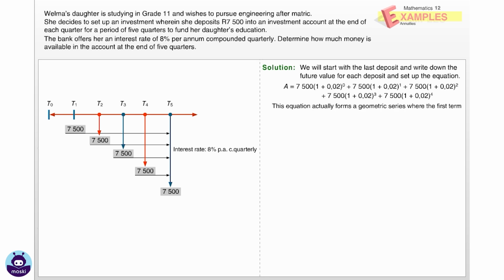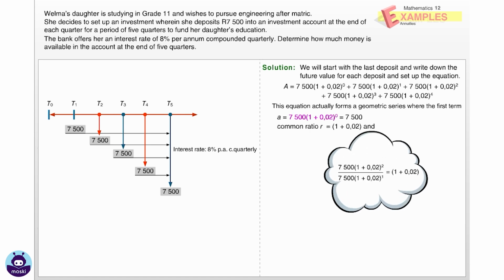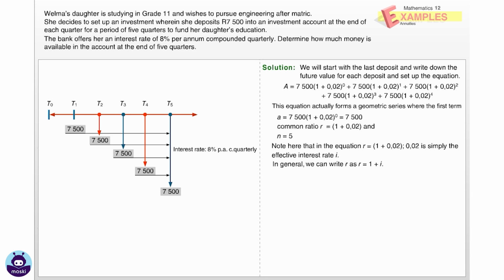This equation actually forms a geometric series where the first term, a equals 7,500 times (1 plus 0,02) to the power 0 equals 7,500, and common ratio r equals 1 plus 0,02 and n equals 5. Note here that in the equation r equals 1 plus 0,02, 0,02 is simply the effective interest rate i. In general, we can write r as r equals 1 plus i.